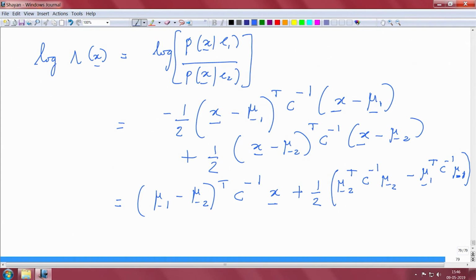Now, I think what is important is to observe this quantity here and this quantity here.